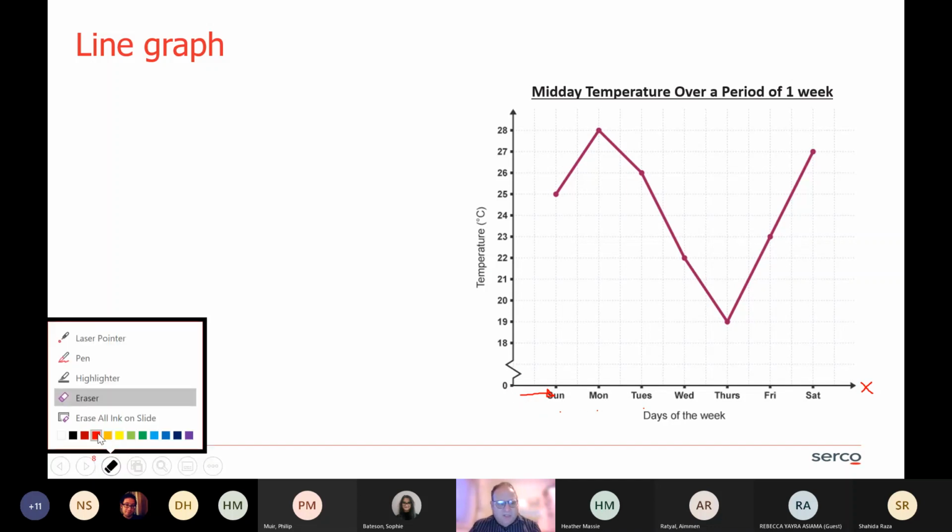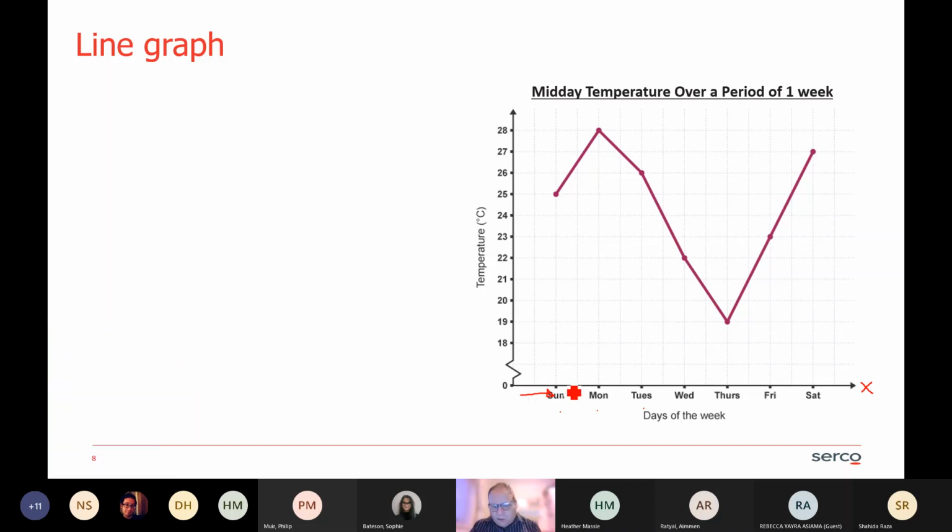And again, they're equal distances. So if you look, it's about 2 small squares in between every day. And then on the left-hand side, they've got the temperature. And if we go up here, it's not a very straight line, I'm afraid, we can see that Sunday must have been 25 degrees. Monday would have been 28 degrees, and so on and so on, so we can see what the temperatures are.